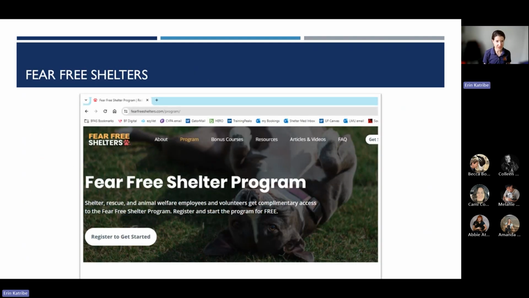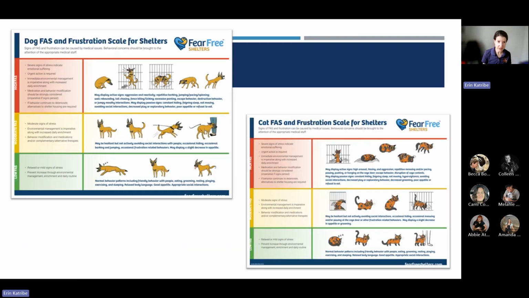If you're not familiar, I want everybody to know that there's the Fear-Free Shelters program, which is free for all shelter staff and volunteers. And so it's a fantastic program that dives into a lot more of this, including recognition of fear, anxiety, and stress and frustration for cats and dogs in shelters, including these scales. And this gives us a mechanism to objectively evaluate the FAS of cats and dogs in our care, and gives us common language to be able to assess that, as well as being able to document that objectively in our records.